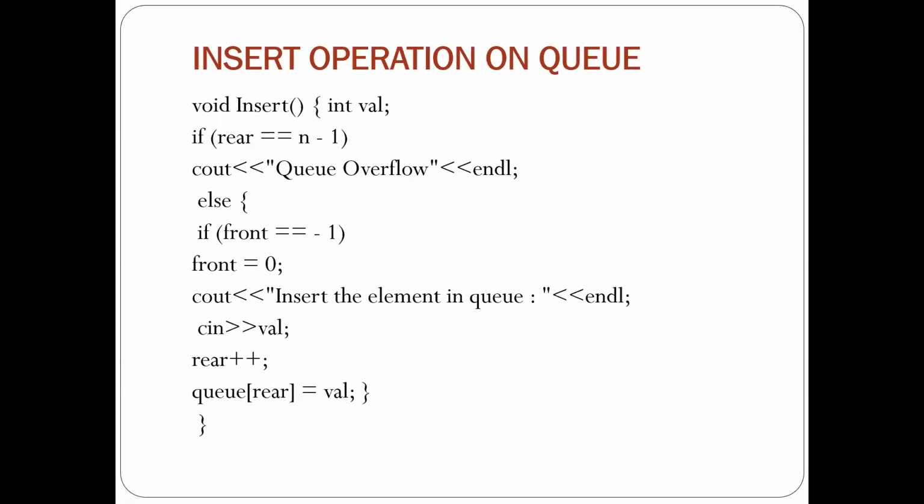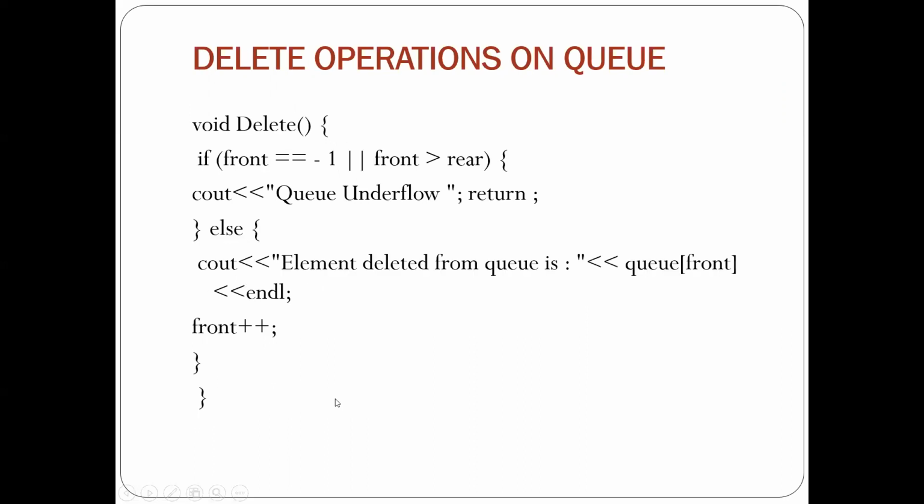So these are the operations. For insertion, always remember, as we insert from the rear end, increment the rear and then insert the value at that position. That is rear plus plus, and q of rear is equal to value. For deletion, whatever value is present at the front end, that is q of front, first display that, and then increment the front so that it points to the next position. That is front plus plus.